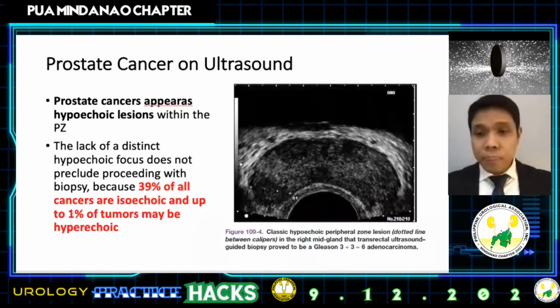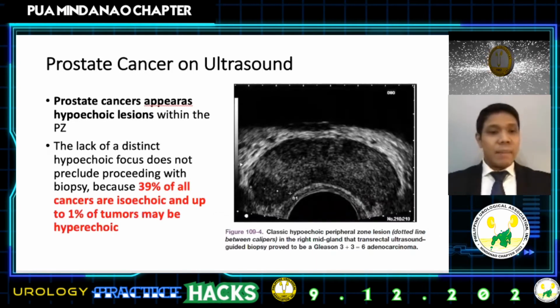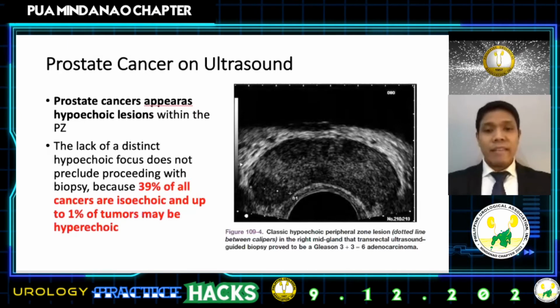But the rule is, unfortunately, ultrasound-guided transrectal biopsy has a very high false positivity rate. And this likely stems from the fact that 40% of cancers do not appear as a classic hypoechoic lesion that is described in our textbook.